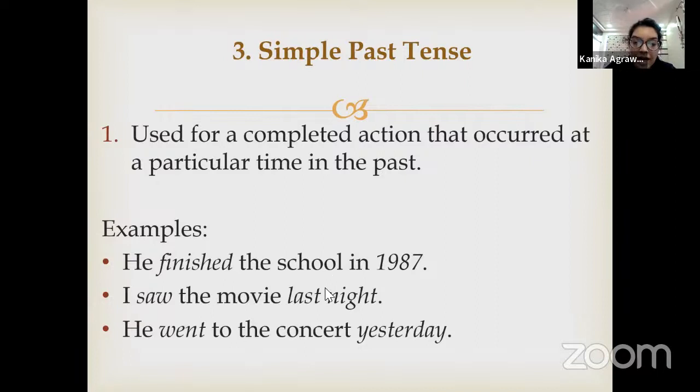I saw the movie last night. Present tense of saw would be see. He went to the concert yesterday. The present form of went would have been go or goes, okay. So this is it. Simple past tense is just all about these things.